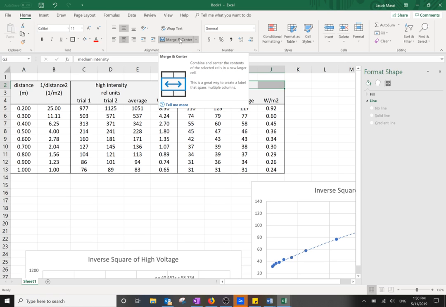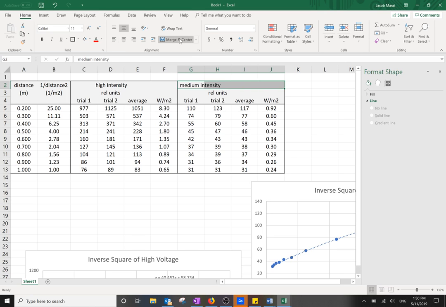This is a great way to create a label that spans multiple columns. Thank you, Excel. Click it once, click it twice, boom. And maybe we could, no, thick borders make good tables. There we go. That's looking good. Control Z if you want to opt out.